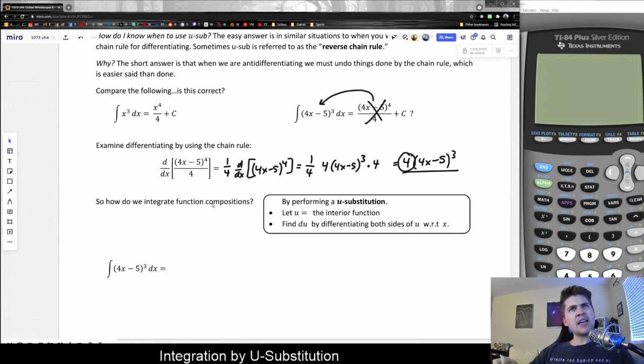But like I was saying at the beginning of the video, the primary goal is to change the interior to u. So basically I would have 4x minus 5, that whole thing I would just change to u cubed. Now this is a much simpler antiderivative. I could use the power rule on this because it is in the proper state. It is just the variable by itself to the 3rd power.